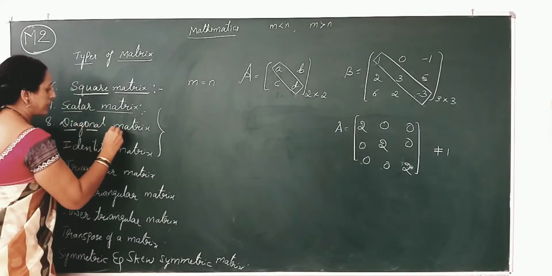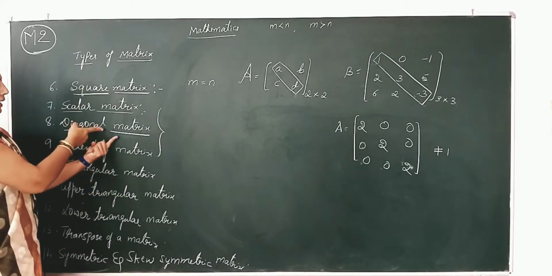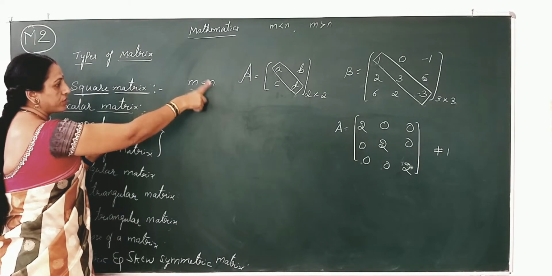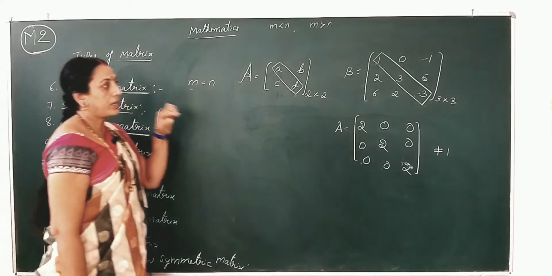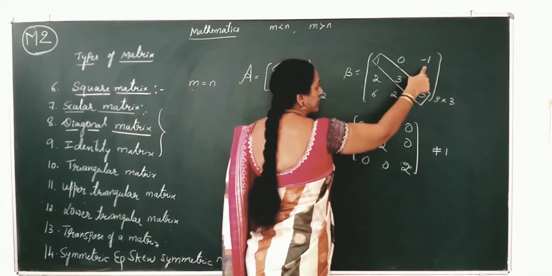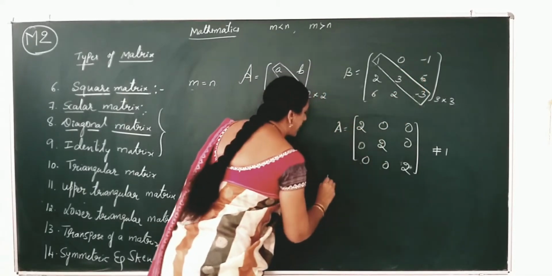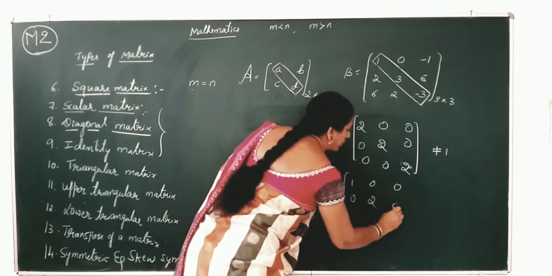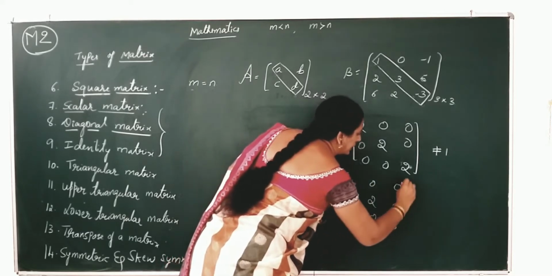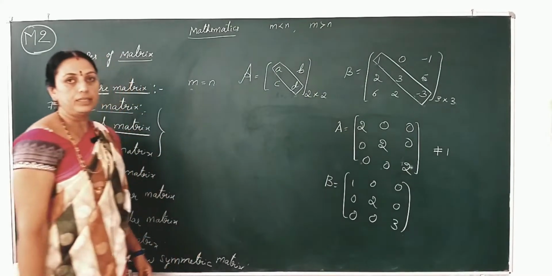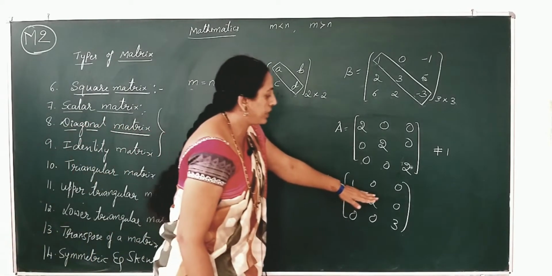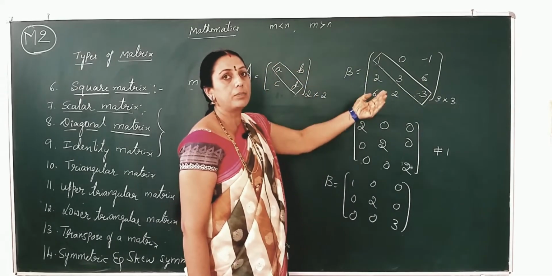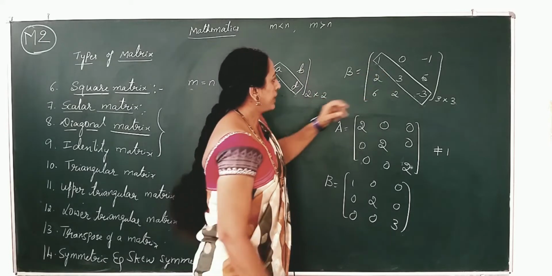So the next one is the diagonal matrix. Again, a diagonal matrix is one of the square matrices. So a square matrix means the number of rows is equal to the number of columns. Again, all the non-diagonal elements are 0 and the diagonals are different. So 1, 0, 0, 0, 2, 0, 0, 0, 3. That is one of the diagonal matrices. So a diagonal matrix is one of the square matrices.